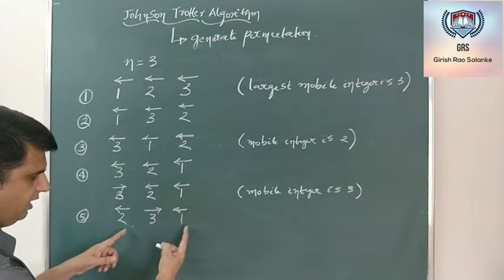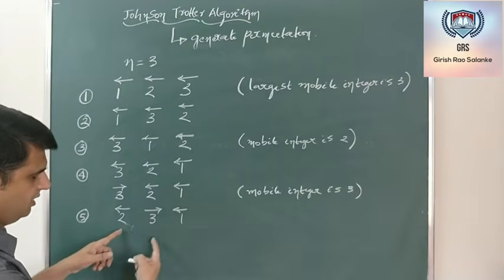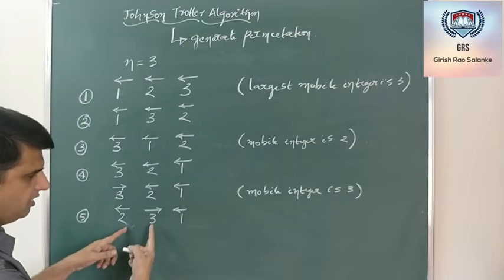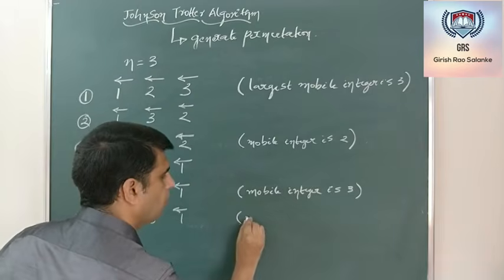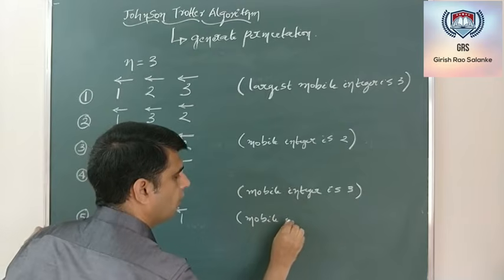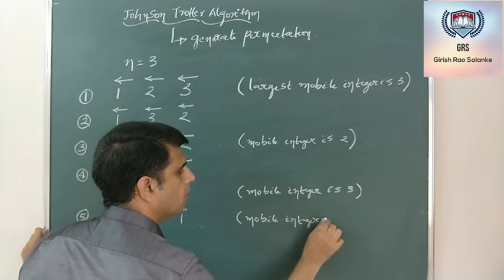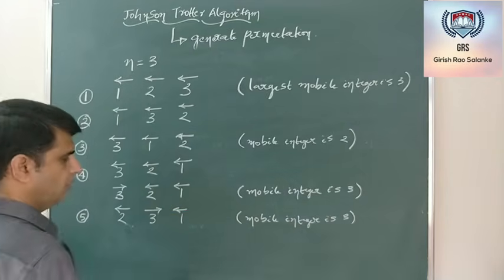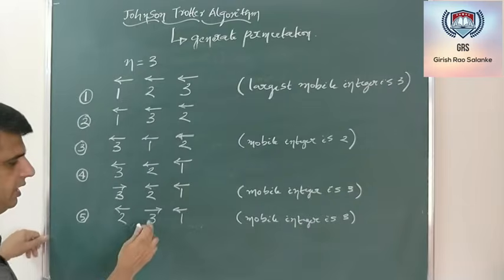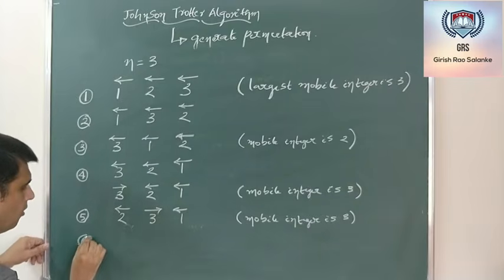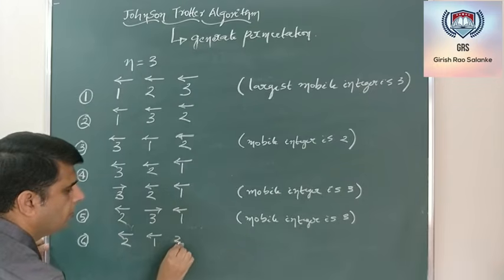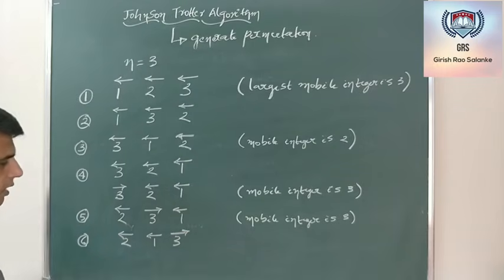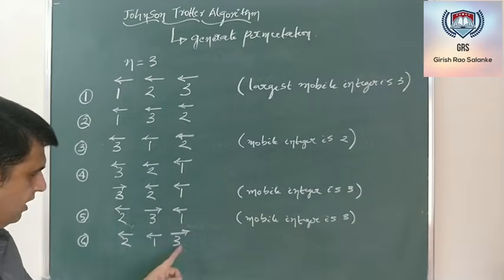Now check whether there is any mobile integer in this permutation. In this permutation there is a mobile integer. 3 is pointing to 1. So here also the mobile integer is 3. So swap 3 and 1. 2, 1, 3.